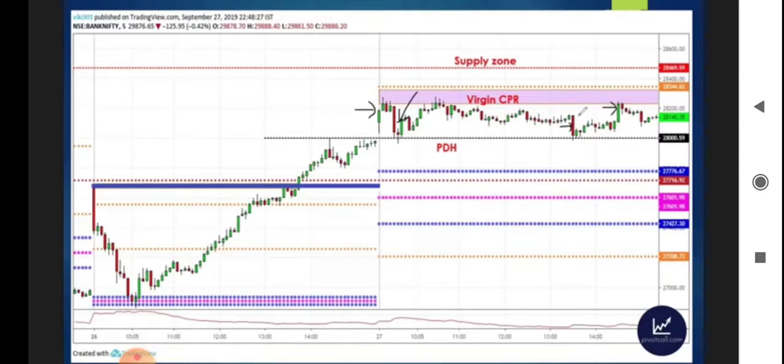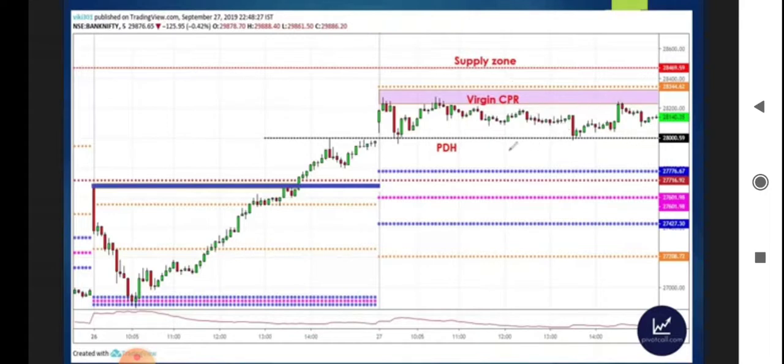Remember, this is not a place to go long or short, because you are going long near the resistance. There is a virgin CPR plus current day high, that is the resistance. If you are shorting here, you are shorting near the day's low plus previous day high, likely to work as a support, and you are shorting at the wrong time, you are going long at the wrong place, wrong location.